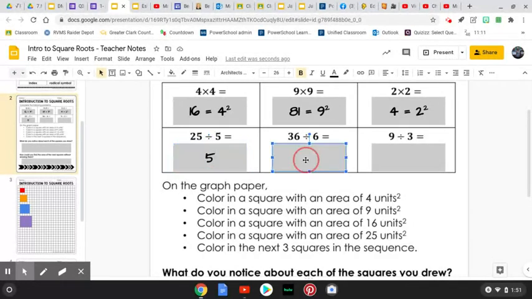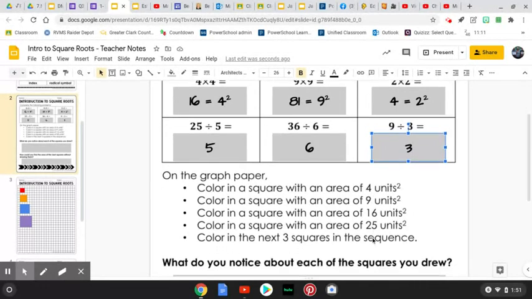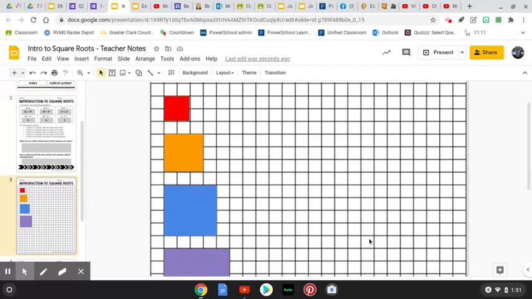So 36 divided by 6 is 6. So 6 times 6 is 36, or 6 squared is 36. 9 divided by 3 is 3. So 3 times 3 is 9, so 3 squared is 9. Notice that the squares that we drew on the other page go along with that. So it wants you to finish them.